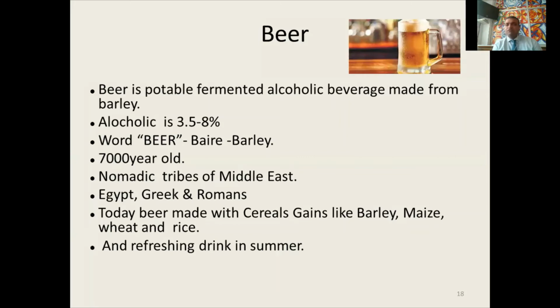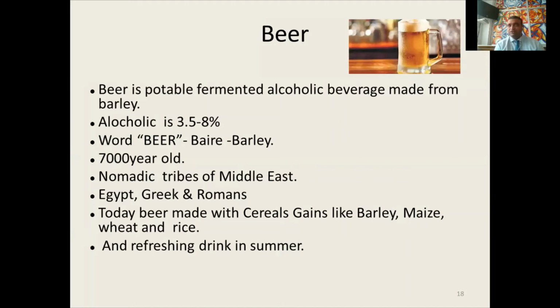Later on, it was found somewhere 7,000 years ago in the Middle East, among the nomadic tribes. It's a kind of tribe of people who, at the starting age of the cultivation of agriculture, started growing barley. When they got excess crop, they started storing the barley. And because of the climatic conditions, the moisture present in the night air reacted with the barley, and the barley started fermenting. They noticed that it started getting sprouts, so they understood it was better to store.